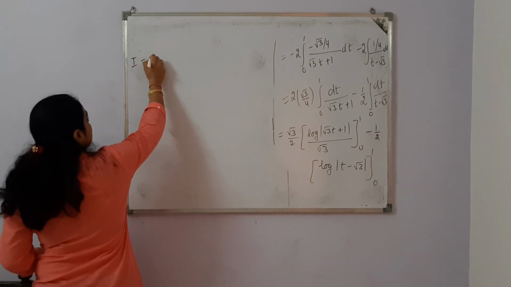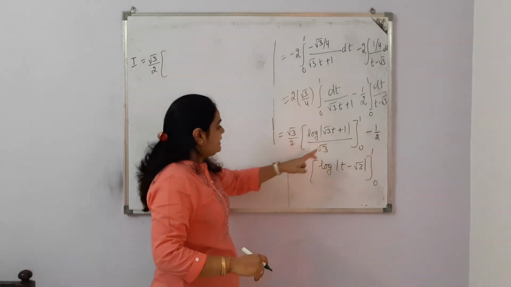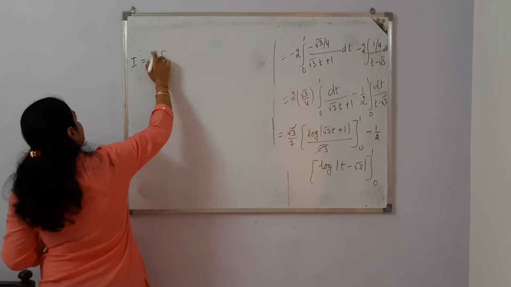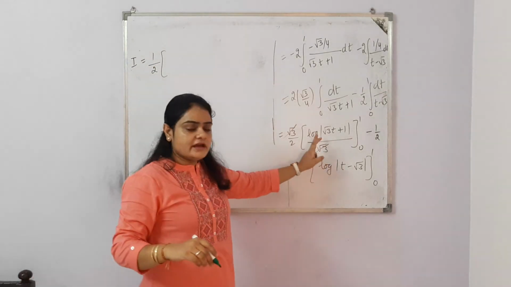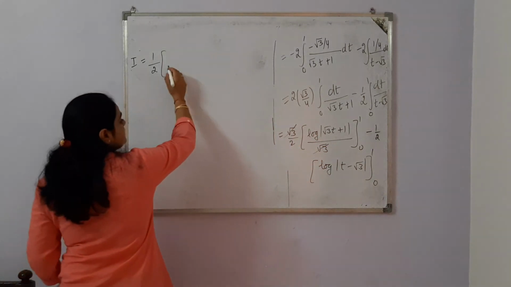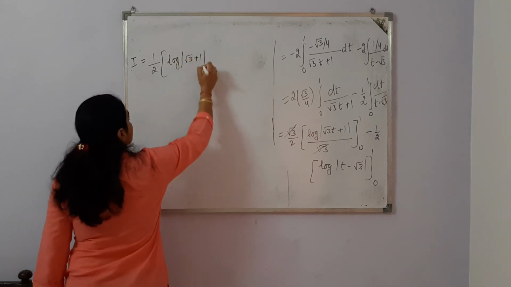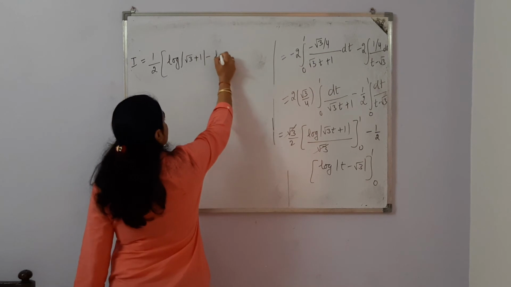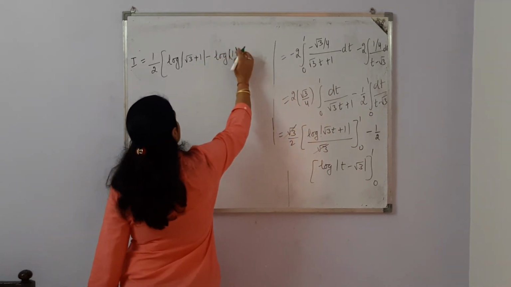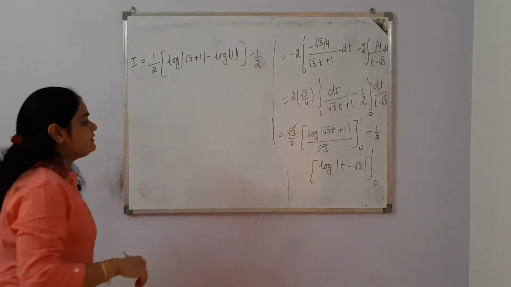So I is equal to under root 3 by 2, upper limit minus lower limit. But you are watching, root 3 can be cut with root 3. So I am getting 1 here. Because root 3 is a constant, I can take root 3 out, and then they will cancel. So I am getting 1 by 2 here. Now we'll substitute the upper limit root 3 plus 1 minus the lower limit 0 plus 1, which is 1. After that I am having minus 1 by 2.